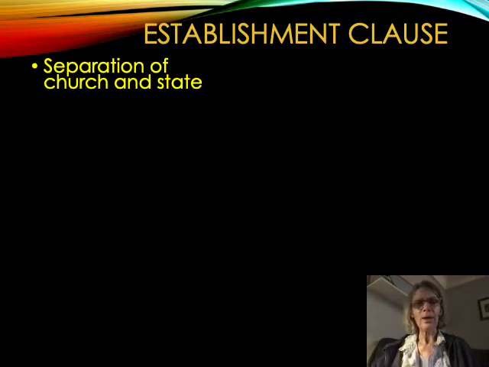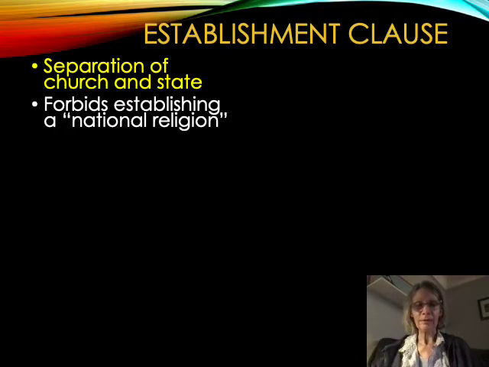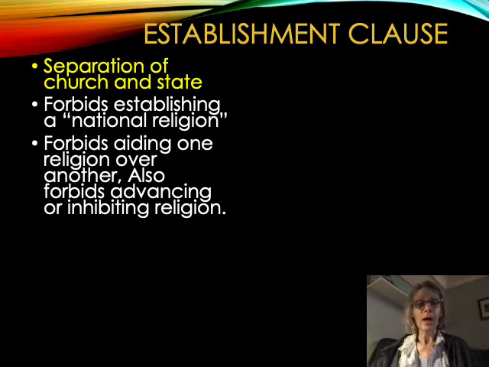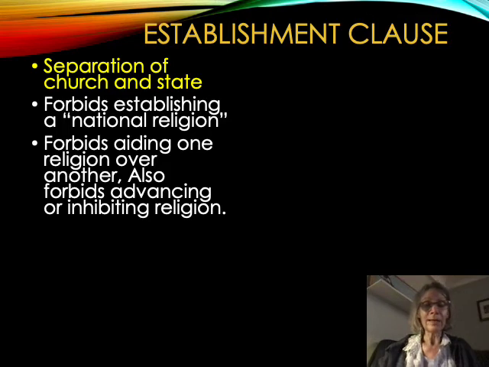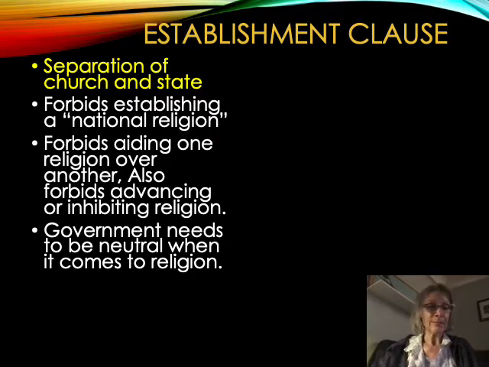So when we talk about the separation of church and state, when we talk about the Establishment Clause, what are we talking about? The Establishment Clause forbids establishing a national religion. It also forbids aiding one religion over another. And so government can't give tax breaks to one religion and not to another. They'd have to give it to all religions. It also forbids advancing or inhibiting religion. So any laws that are in place that advance religion, give aid to religion, wouldn't be allowed. It also cannot take active measures to tamp down a particular religious perspective.